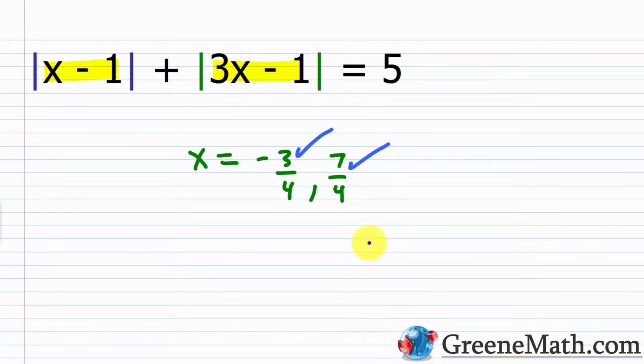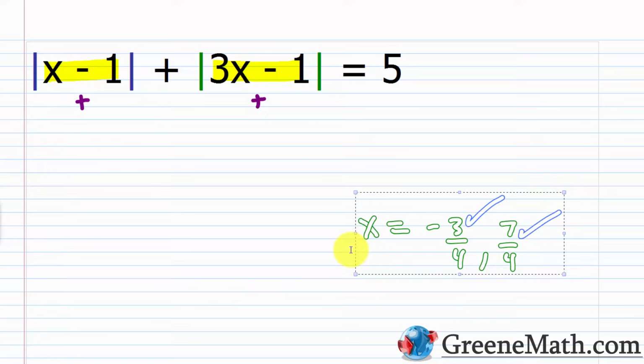Now, let's talk a little bit about the alternative method to solve this. This is one that I don't recommend because it just takes a lot more time. So what you can do is consider all the cases that you would be presented with. In other words, you can consider if this expression is positive and this expression is positive, you would just have x minus 1 plus 3x minus 1 equals 5. Okay, so that's one scenario that you would encounter.